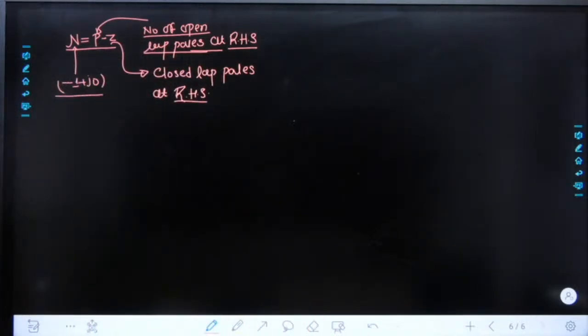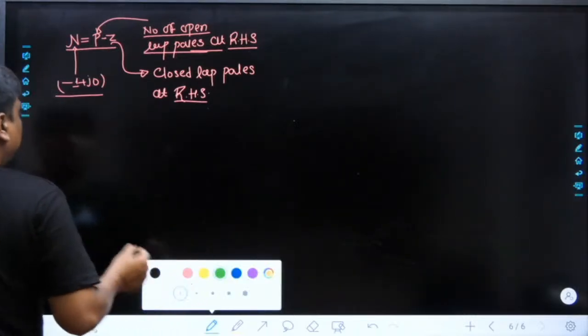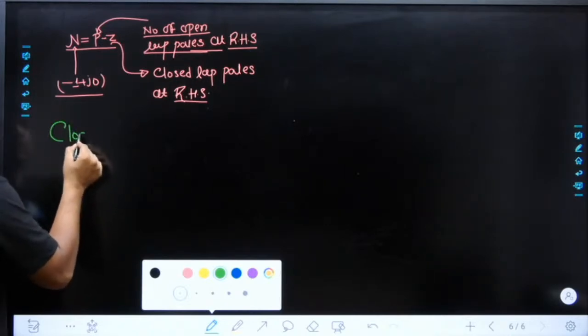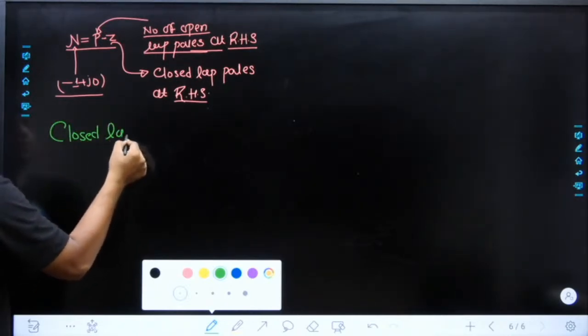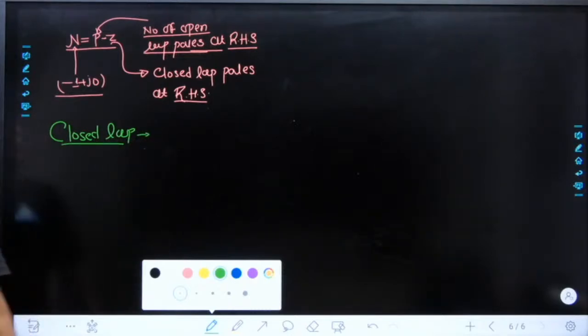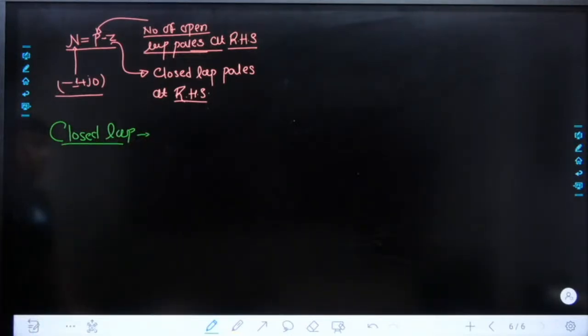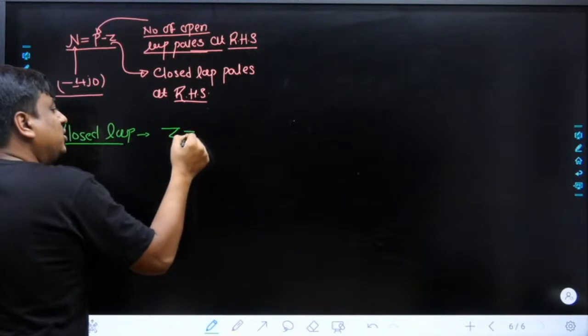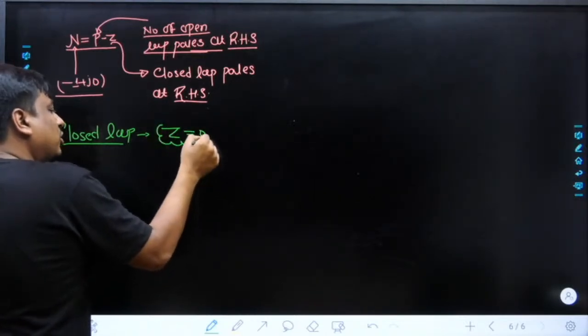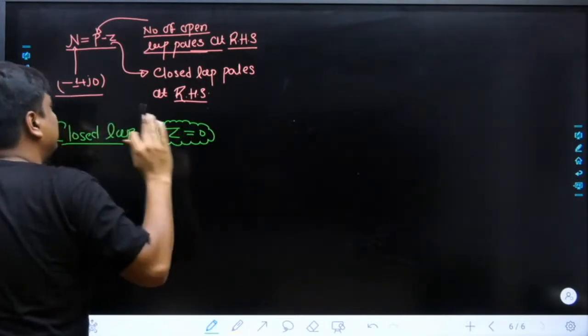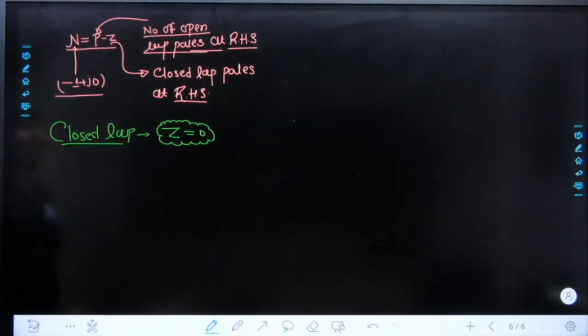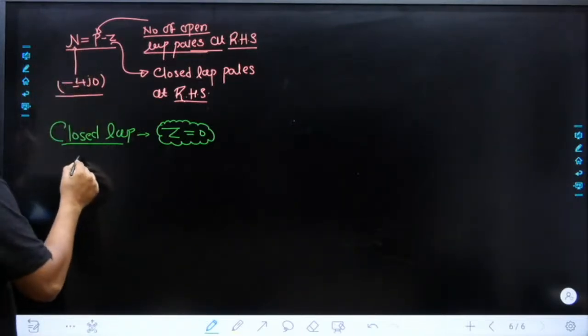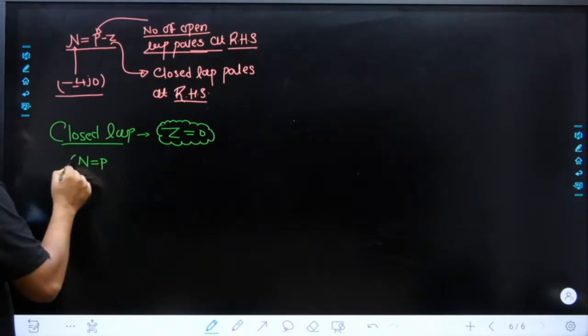Closed loop poles at the right hand side of the S plane. For a closed loop stable system, what has to be there? You have to force the value of Z to be 0. I should not say what must be the value of n, but at least I must ensure the number of closed loop poles towards the right hand side is 0, and that means you must ensure the value of Z is 0, and according to that you must ensure the value of n is always equal to p. What does that mean?